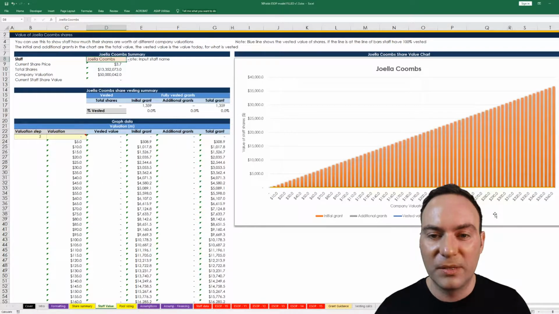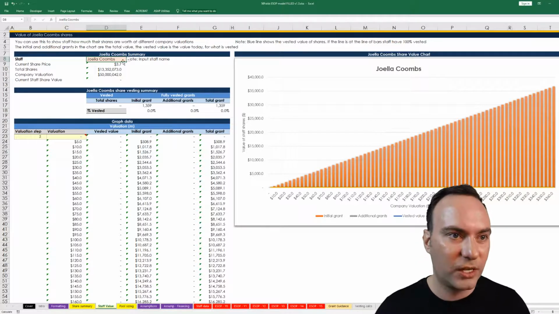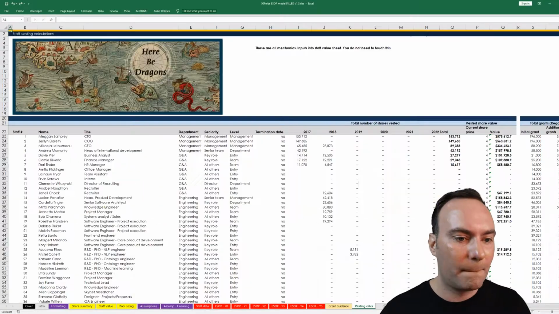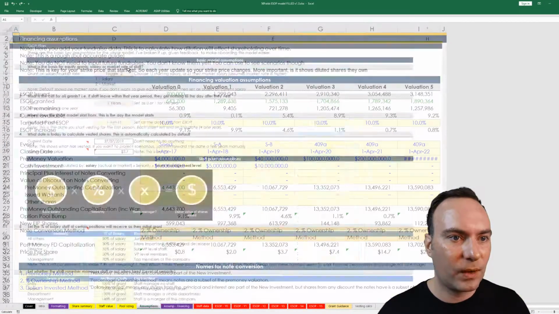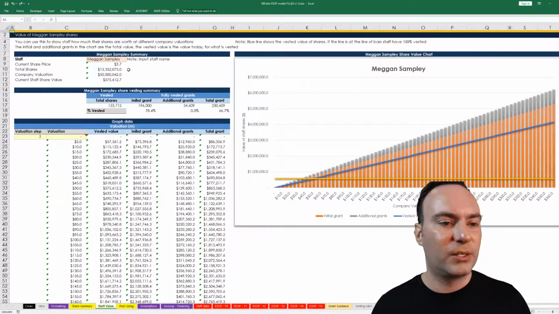Basically worth nothing. Obviously a very new person. All that matters is the initial grant. They have no additional grants. But we'll just change it back to Megan Sampley for fun. Where are we? Okay, Megan Sampley, there we go. So that's how that sheet works. We'll come back to it later on.